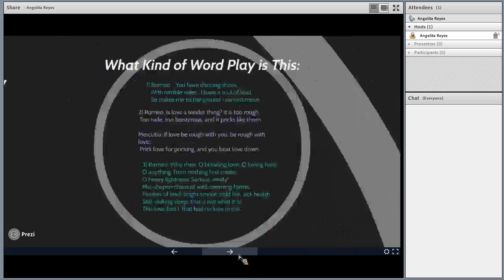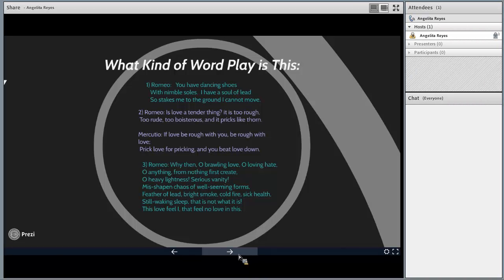So if we look here, what kind of wordplay would this be? Look at these examples. What do you think they would be? "Romeo, you have dancing shoes with nimble soles. I have a soul of lead, so stakes me to the ground I cannot move." What kind of wordplay would this be? Look at the words themselves. Would this be a pun, paradox, oxymoron, allusion? What do you think?